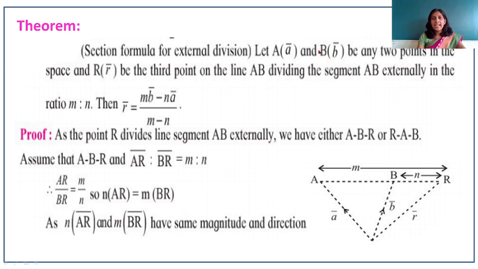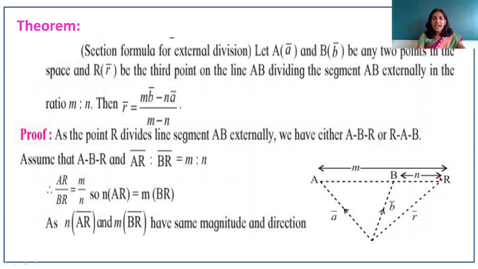Let A of A bar and B of B bar be any two points in the space, and R of R bar be the third point on the line AB, dividing the segment AB externally. In section formula for internal division, the division is internal, and here the division is external. So externally in the ratio m:n, R bar is equal to m B bar minus n A bar upon m minus n.